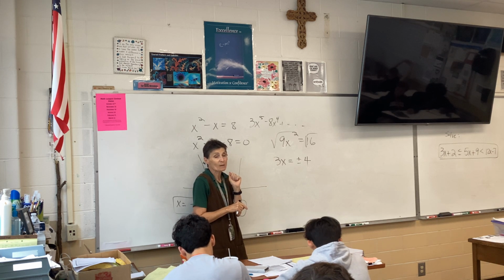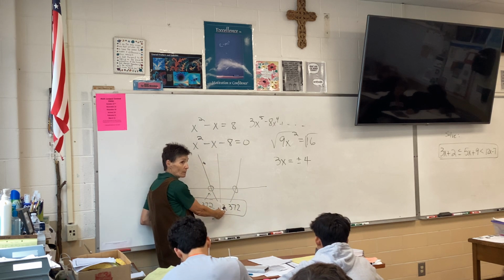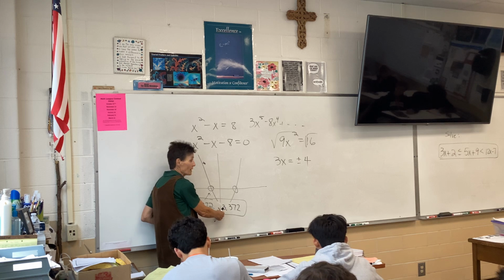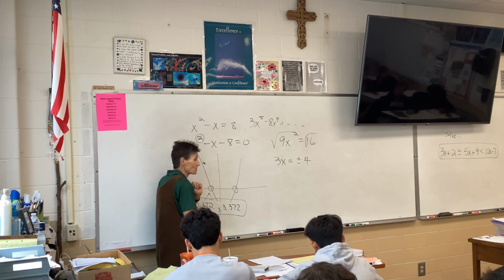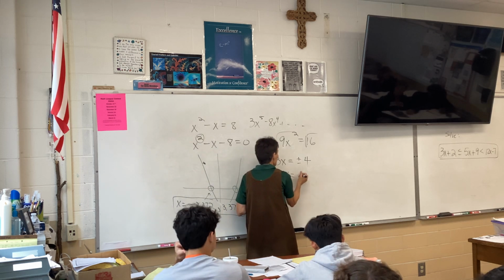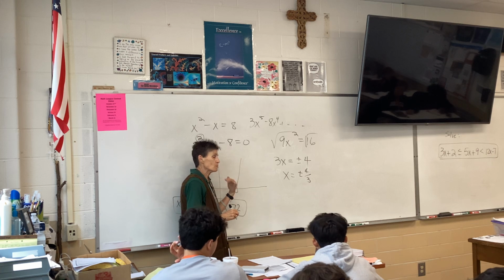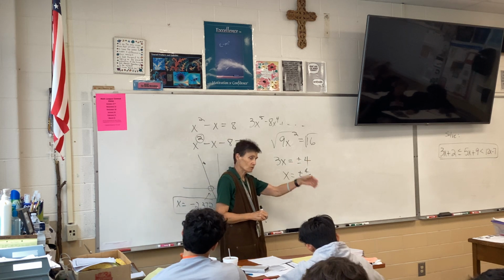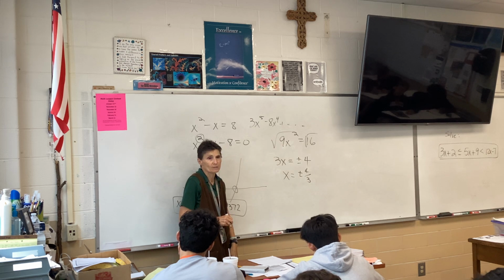Okay? Because remember how we got two answers when we graphed? We have to end up with two answers. Anytime we have an x squared equation, we're going to end up with two answers. So, what are my two answers? Plus or minus 4/3. You can write those separately if you want, x equals 4/3, x equals negative 4/3, or just write plus or minus 4/3.